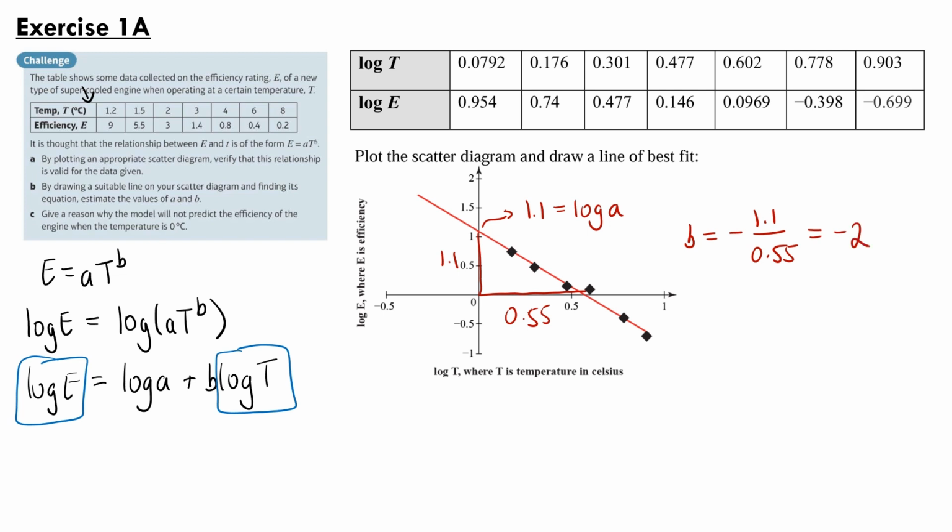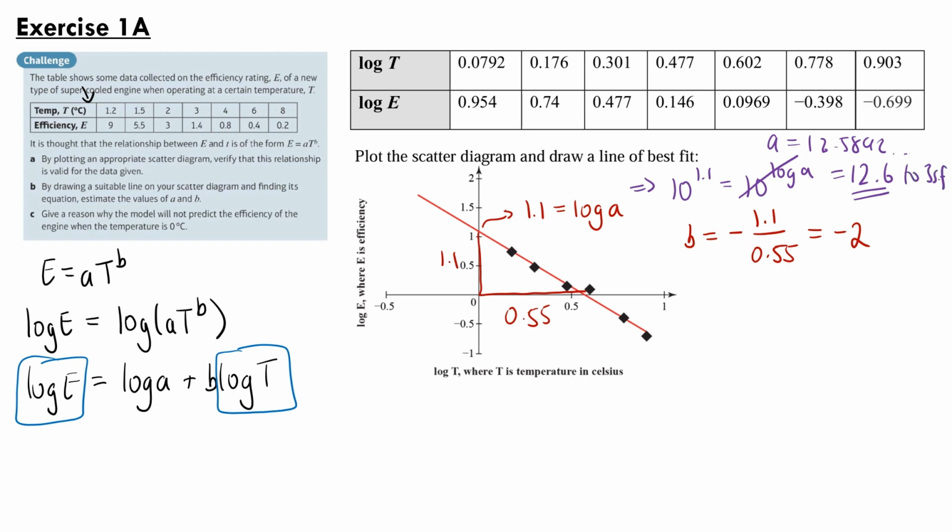The last thing we need to do is find the actual value of A rather than log A. We can solve this equation for A by raising 10 to the power of each of the sides. So 10 to the power of 1.1 is equal to 10 to the power of log A, because log is log base 10, so we can cancel these out. We get A equals 10 to the power of 1.1, and if you use your calculator, 10 to the power of 1.1 gives you 12.5892, which we can round to 3 significant figures, so 12.6.